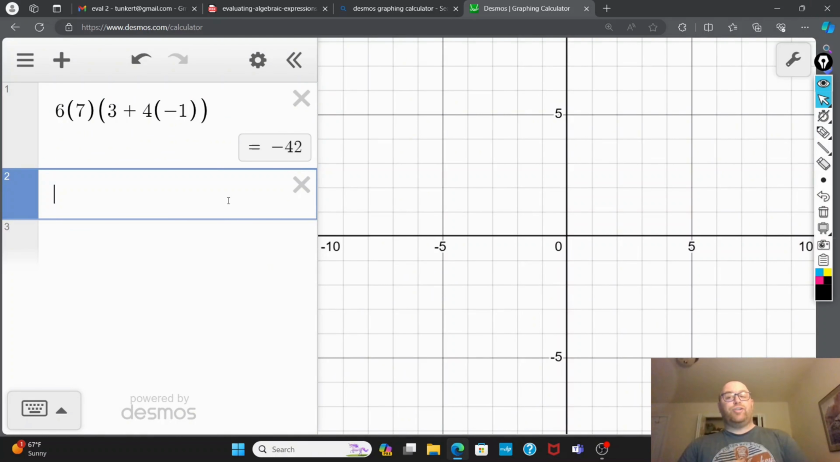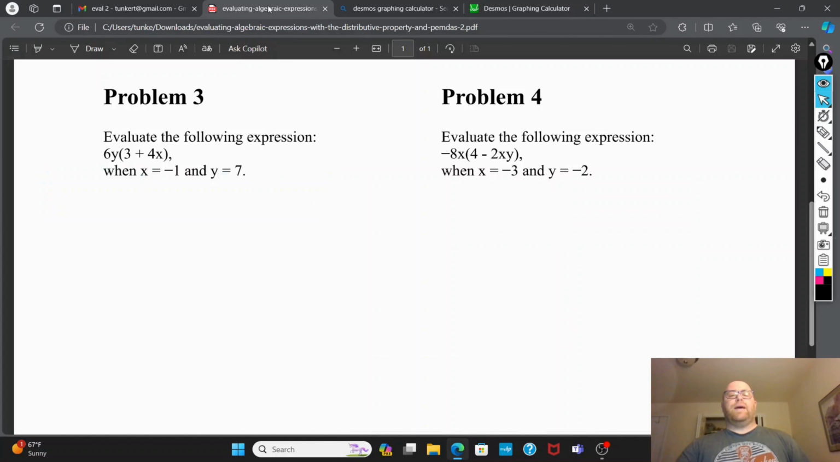So if you're taking the digital SAT, you can use Desmos. If you have a problem like this on the digital SAT, I would recommend that you use Desmos. Okay, let's go back to problem 4. Problem 4 we'll do out using the distributive property, and then I'll show you Desmos.